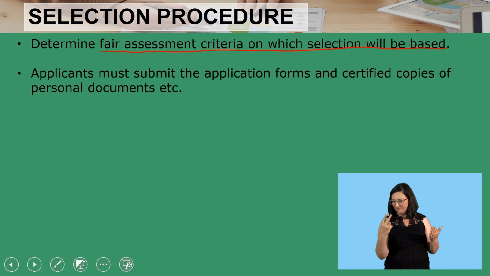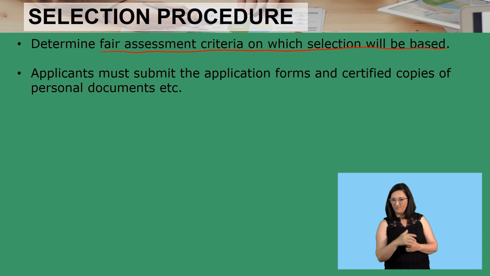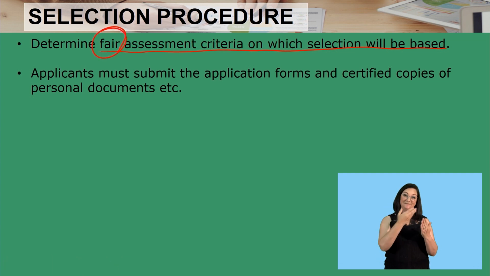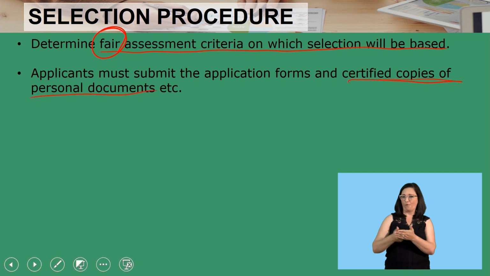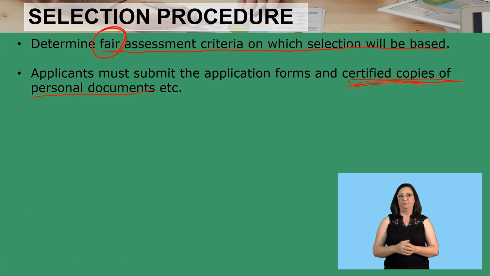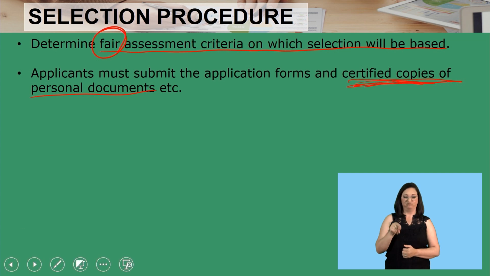So after determining this fair assessment criteria, take note, a fair criteria. What is a fair criteria? A fair criteria is the one that will not discriminate other people or put them at a disadvantage. Right. Applicants must submit the application forms and certified copies of personal documents. Right. So this ensures that the documents that they've submitted are valid.